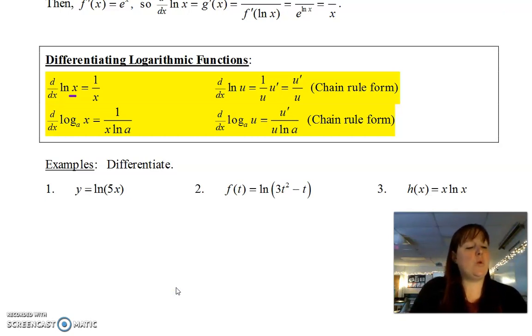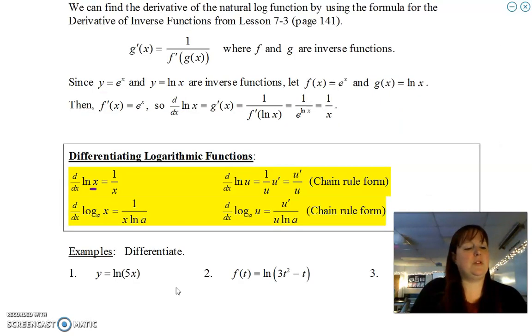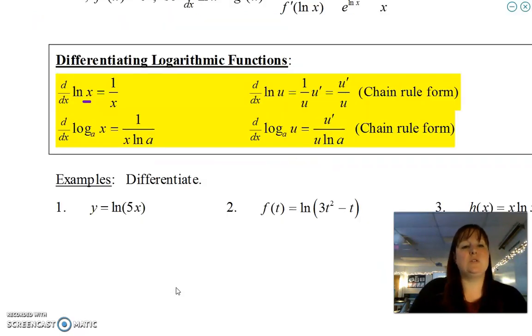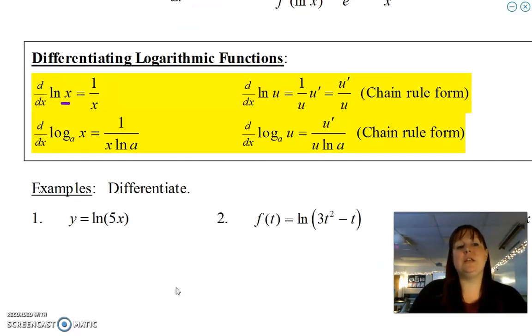So if you want to know where the derivative comes from, here in your book at the top of this page, there is the proof. I'm not going to go through that proof in the video, but if you would like me to explain that proof to you, I'd be happy to. But basically, just know that it's true. I'm vouching for you that the derivative of the natural log function is what's right here in this yellow box. So the derivative of the natural log function is 1 over x, okay?